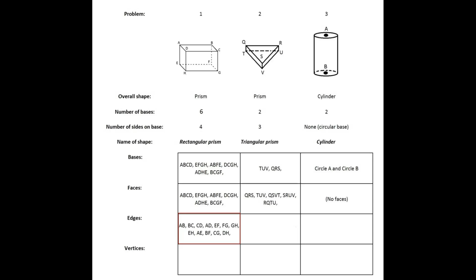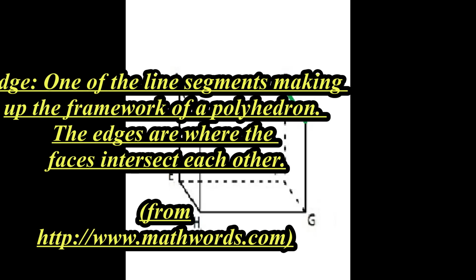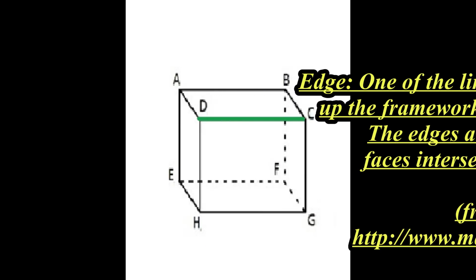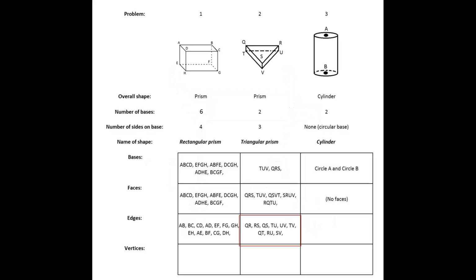And here's our edges. We can look at our edges for our rectangular prism. Here's what the edges look like. So here's edge AB, edge BC, edge DC, edge AD, edge EF, edge FG, edge HG, edge EH, edge AE, edge BF, edge CG, and edge DH.